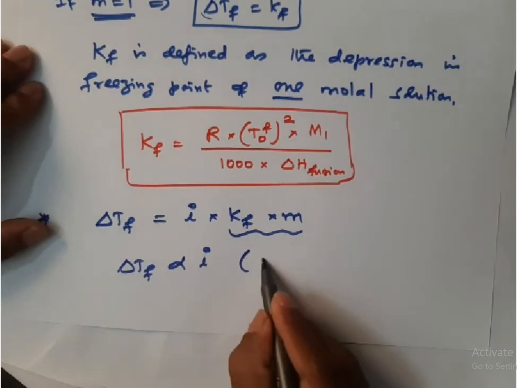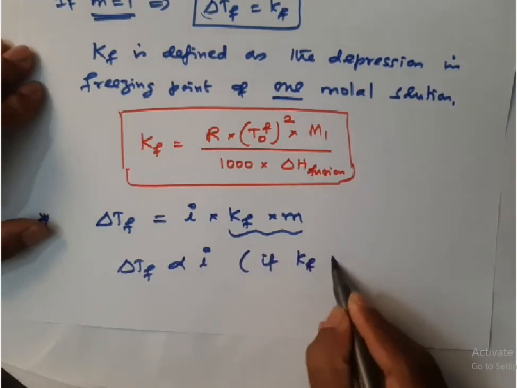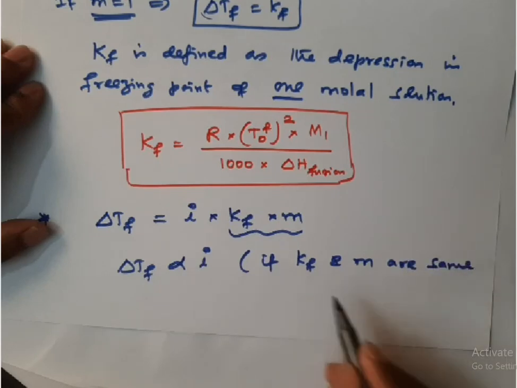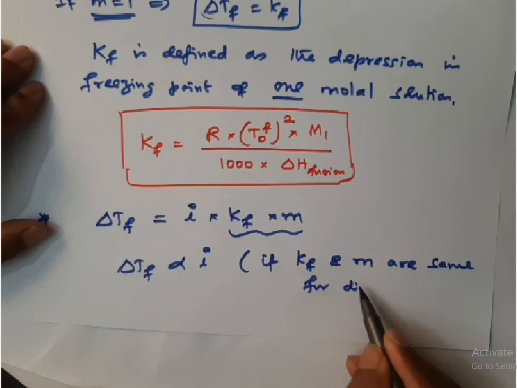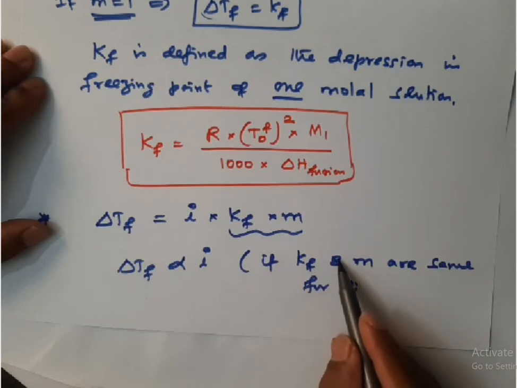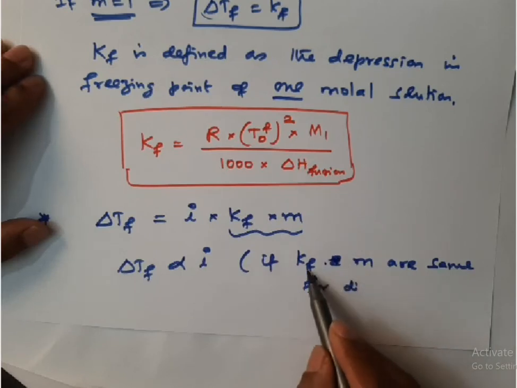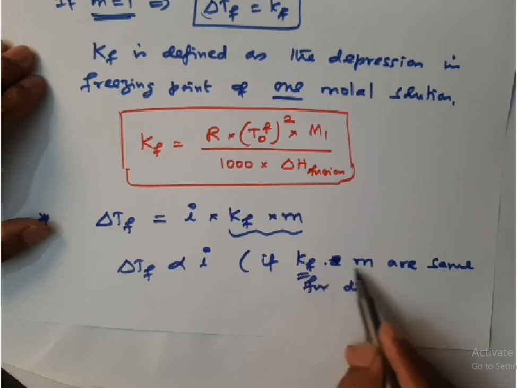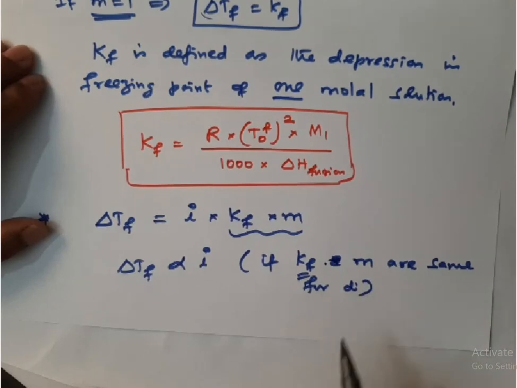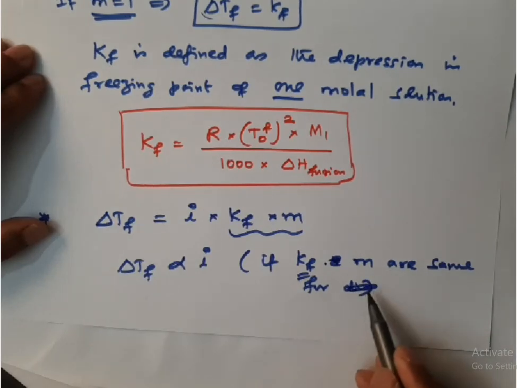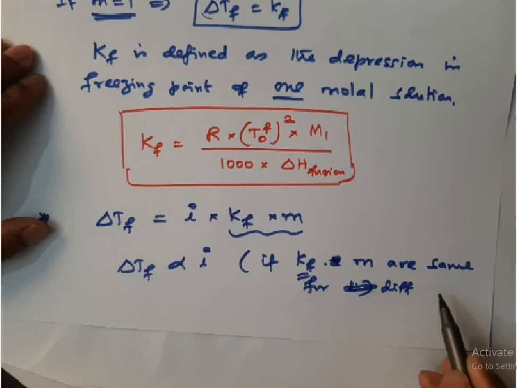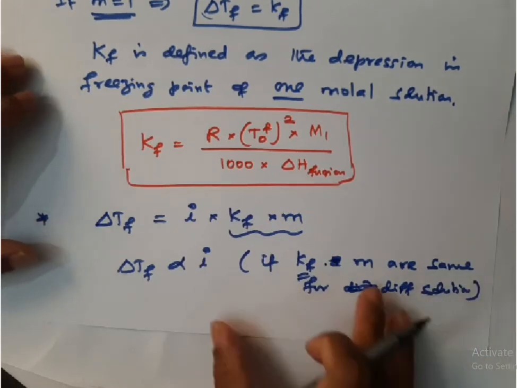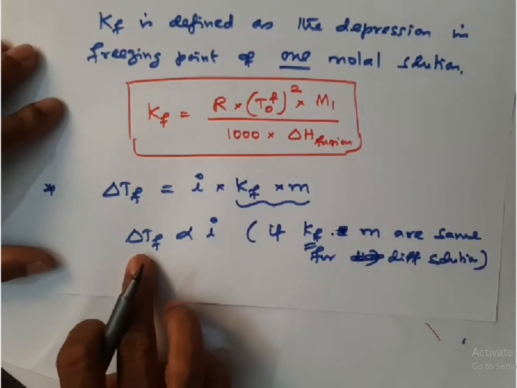If Kf and molality are the same for different solutions. I am not saying that Kf and m are equal to each other; Kf for various solutions are equal and molality for various solutions are equal, that is, they are the same for different solutions. What is the meaning? I will discuss. Students, keep this in mind.